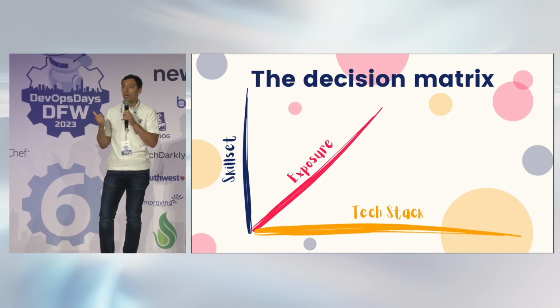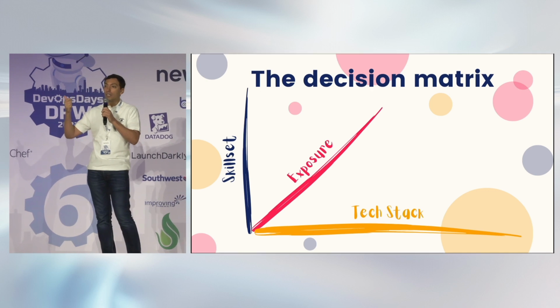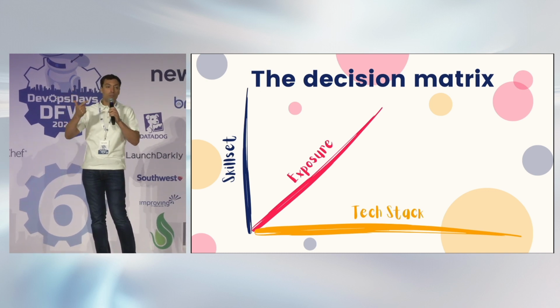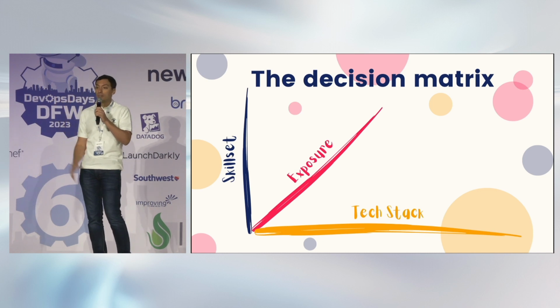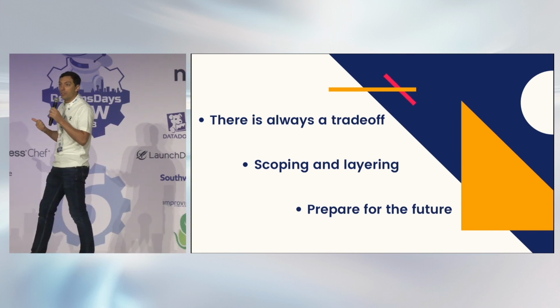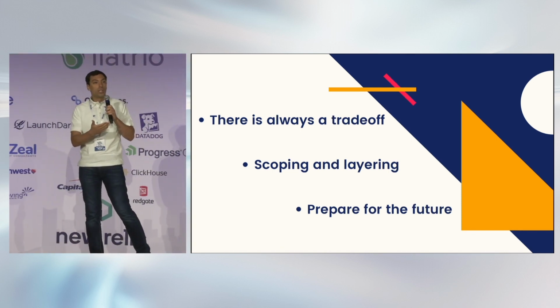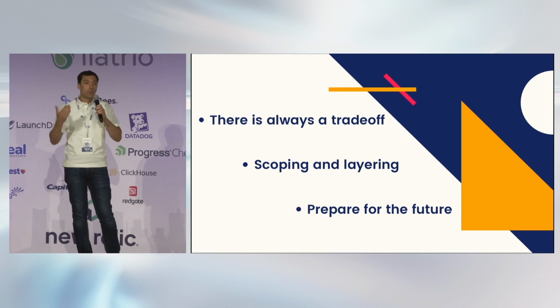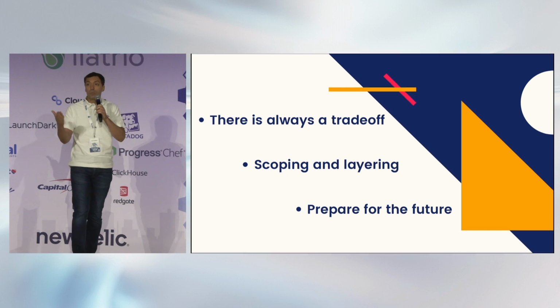But if you want a way to make decisions on your tools, you've got to think about your team skill set, about your exposure. Are you working with multi-cloud or just a single cloud or on-prem, and your tech stack. And always remember there will be trade-offs in your decision. You can use scoping so each tool can do its own thing and layer those on top of each other, especially with platform engineering in the picture. And you can always prepare for the future.